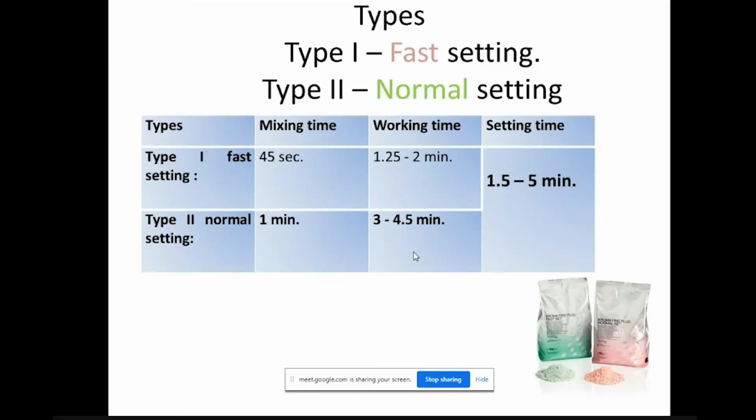You have two types of alginate. Type 1, fast setting. Type 2, normal setting, according to the color. Okay, for the mixing time, 45 seconds for type 1, 1 minute for type 2. While working time is different, the setting time for both of them is the same, 1.5 to 5 minutes.